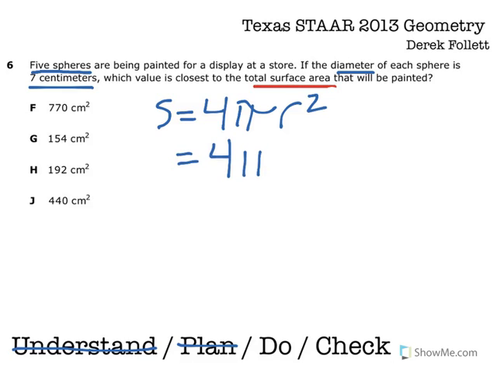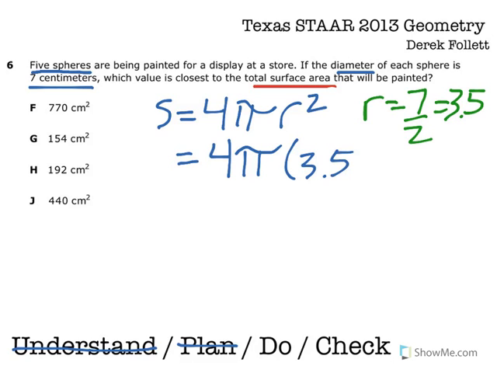So if my diameter is 7, my radius is going to equal half of that. So that should be 3.5 centimeters. So I'll plug that in here. Okay, then I'll want to use my calculator. Square 3.5, and then I'll multiply that by 4 pi, and I get about 615.8 square centimeters.